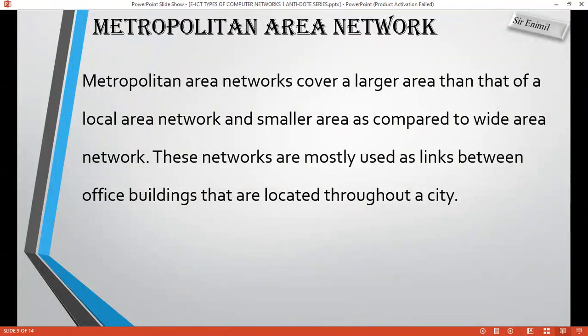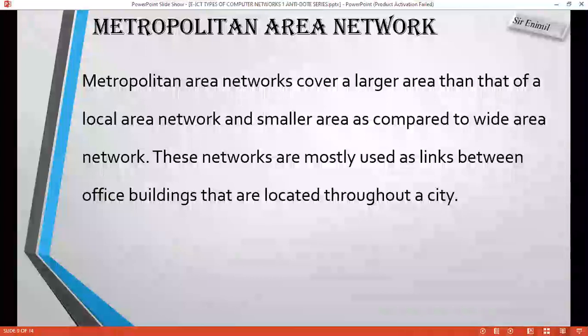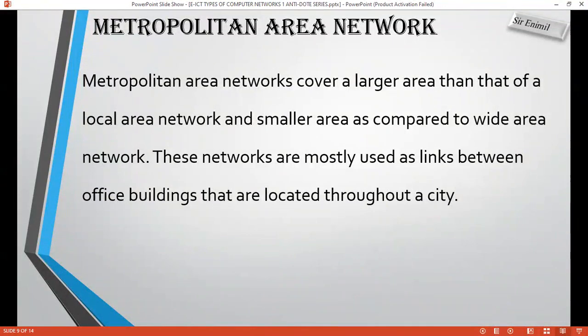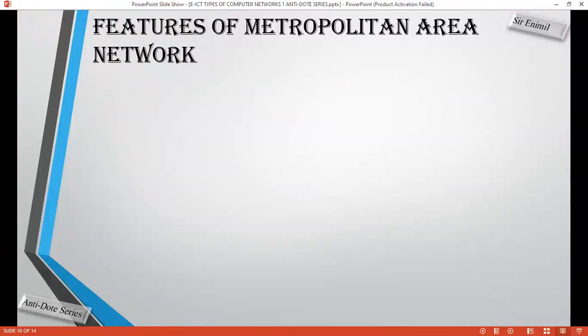So with this, it means that all your data from the different offices within the city or town will be what? In sync. And then this enhances what? Data integrity. And customers will always be happy knowing that they are safe and their data is well protected. So for a metropolitan area network to happen, it means that we need what? A local area network. So it is plenty of local area networks together that give us the metropolitan area network. And the features of a metropolitan area network.